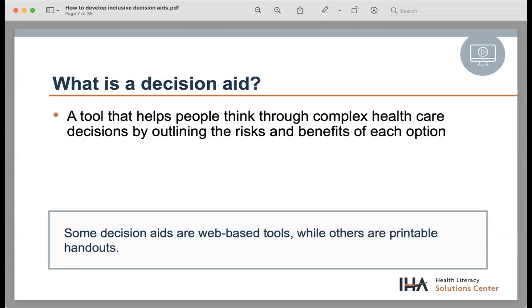And there are different types of decision aids. Some decision aids are web-based tools, like interactive tools that you can use on a website, while others are printable handouts or other printed materials. So there can be many different formats that work for decision tools.